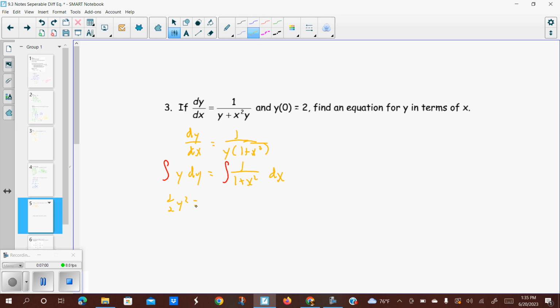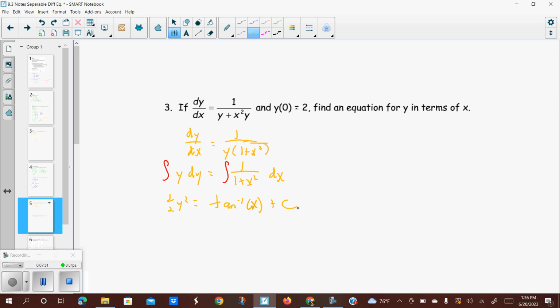The right-hand side, hopefully you'll remember your derivatives because this one is a special one. This is not something you can do a u substitution on. There's no extra x's to get rid of. So you have to remember that 1 over 1 plus x squared is the derivative of the inverse tangent, or arctangent, of x. So the antiderivative here is arctangent of x plus c. Okay, then we need to actually find c.